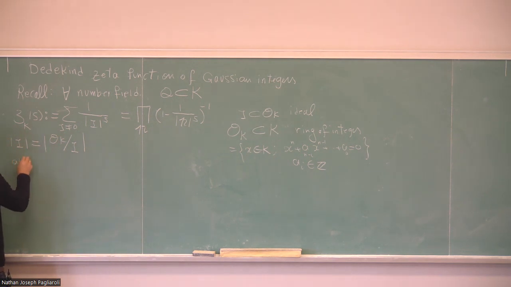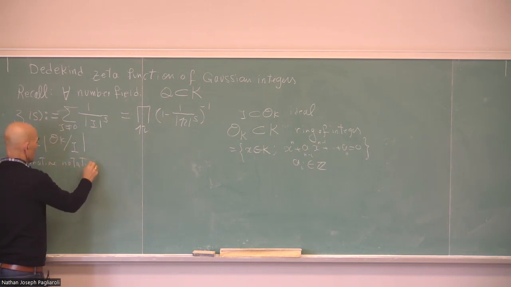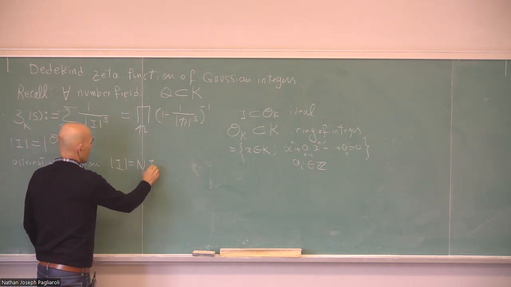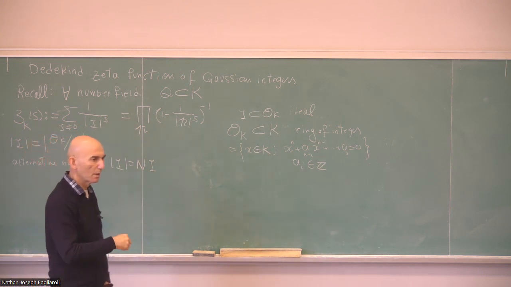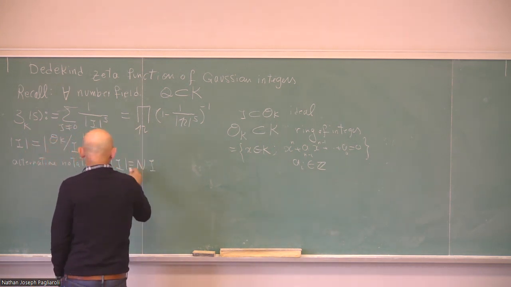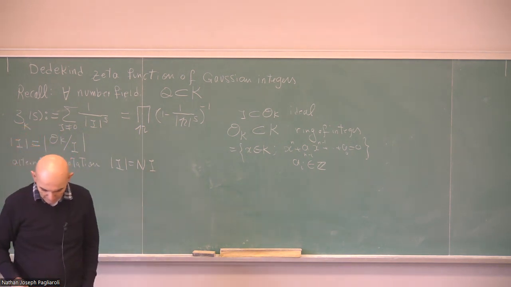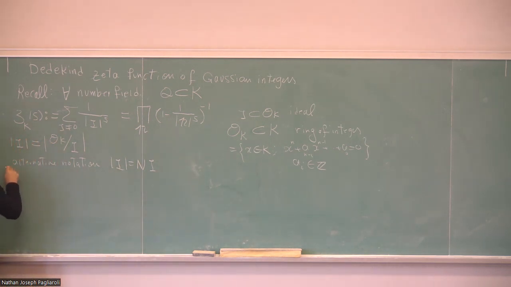There is an alternative notation, by the way. It's good to know, and many authors actually use this. What I wrote as |I|, many people just write N(I). I mean, I prefer |I|. But yes, we need at least N in some version. So this is just a recall from last lecture. Any other questions you have?